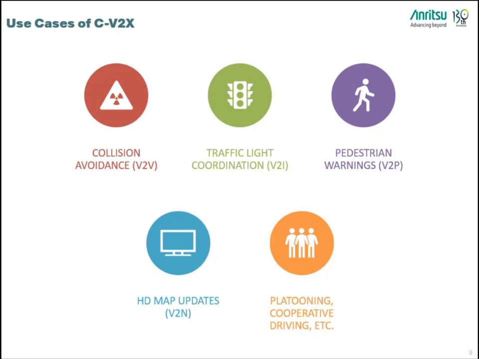Then we have the SD map updates and the platooning cooperative driving. So what is this platooning cooperative driving? It is a group of vehicles traveling together in a coordinated way with a very short interval of distance or very short interval of time. So this has to be coordinated when you are driving on a highway, or if a long queue of vehicles are there. So each vehicle has to communicate with each other so that they maintain a proper channel or proper lane so that collisions can be avoided.